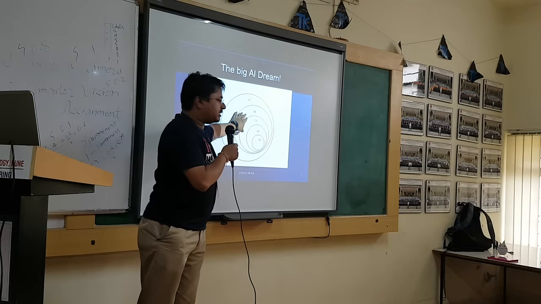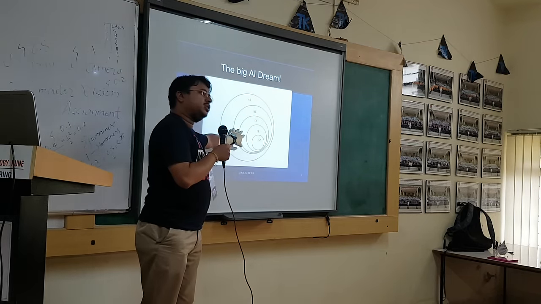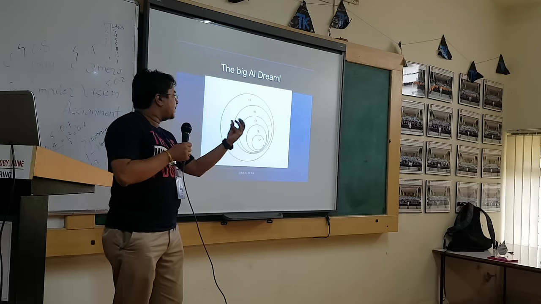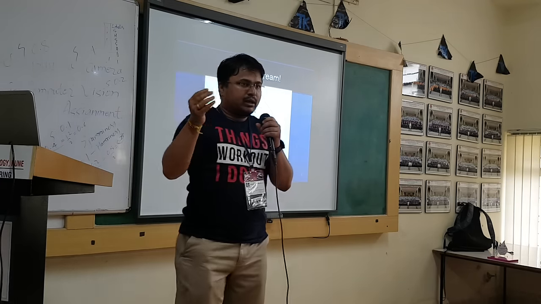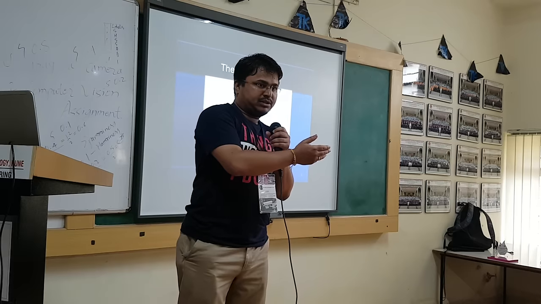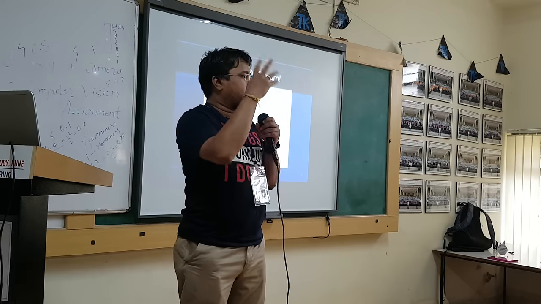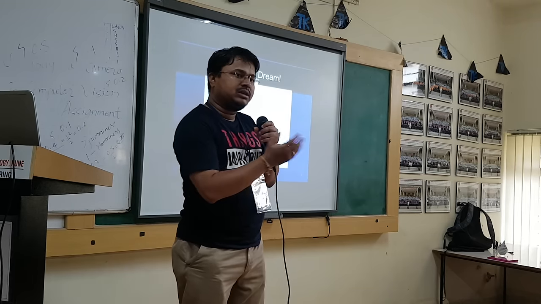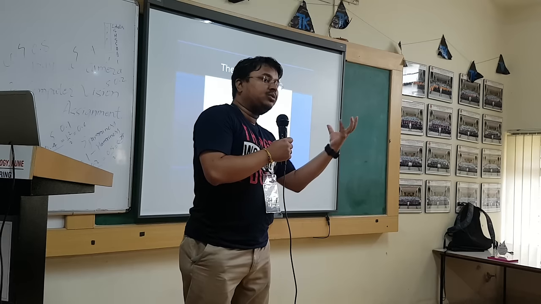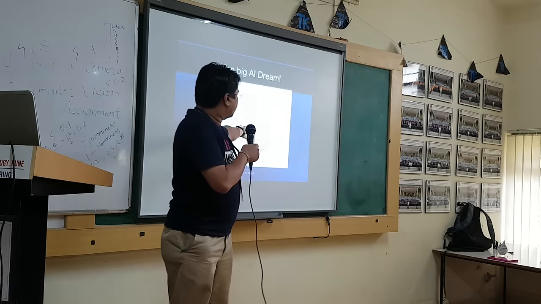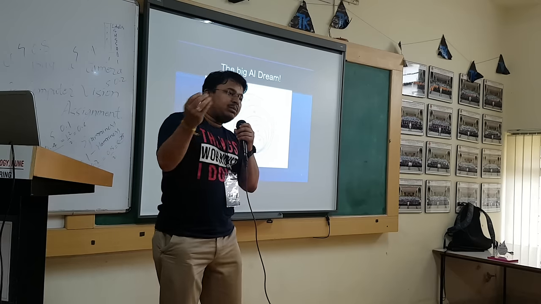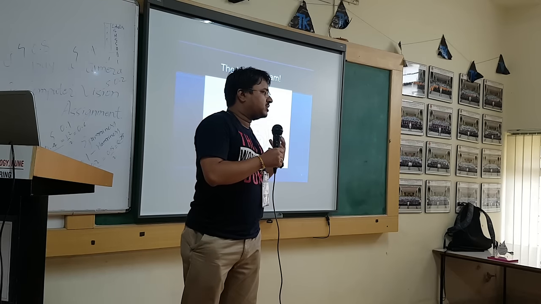So machine learning is for specific tasks. Computer vision is image processing applied to machine learning. Image processing is where the input is an image and the output is an image. So probably it's an MRI image. An MRI image goes in and an enhanced or better looking MRI image comes out. So that is image processing. Computer vision is where an image goes in and data comes out, actionable data.